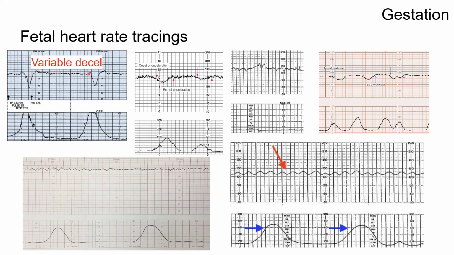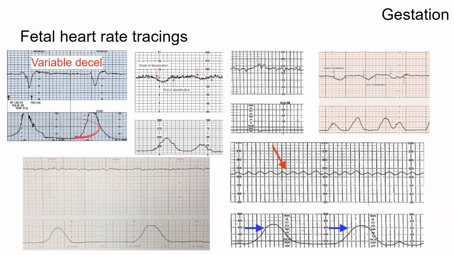I like this one. So here's pretty much the onset, and each of these boxes is 10 seconds. So it starts here, and 10 seconds later, it's at the nadir, the lowest point, which is about 90 beats per minute. So less than 30 seconds. So it's consistent with a variable decel, and then it comes back up to baseline. So that's a variable decel.